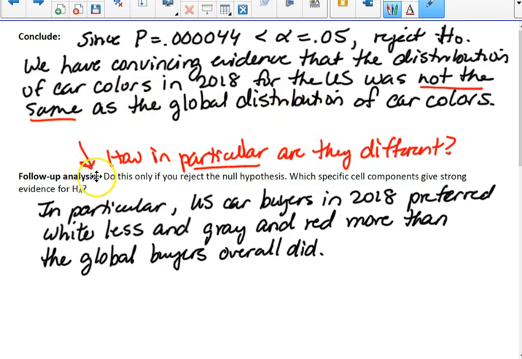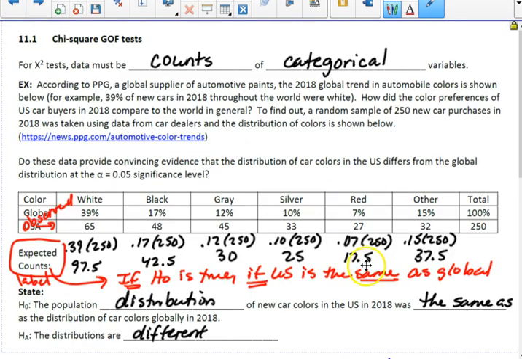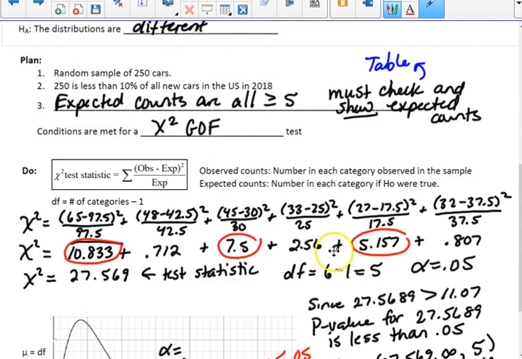But now we want to follow up. If we reject, so this says do this only if you reject the null hypothesis, we do what's called a follow-up analysis. We want to say how in particular are they different? If they're not the same, how are they different? So what we want to look at is which specific cell components give strong evidence for the alternate hypothesis. So which are the most different?